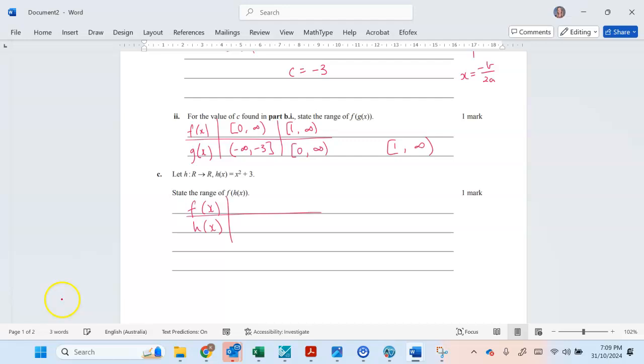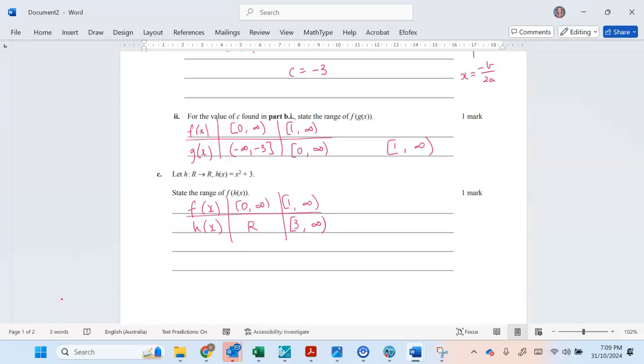Just like I did before, I'm going to write the range first. And we've got the domain up there as well. The domain is R, and what have we got here? We've got a parabola that's been shifted up 3, so the range is 3 to infinity.